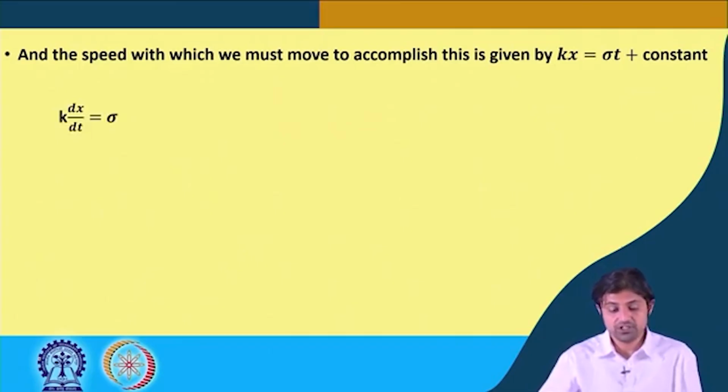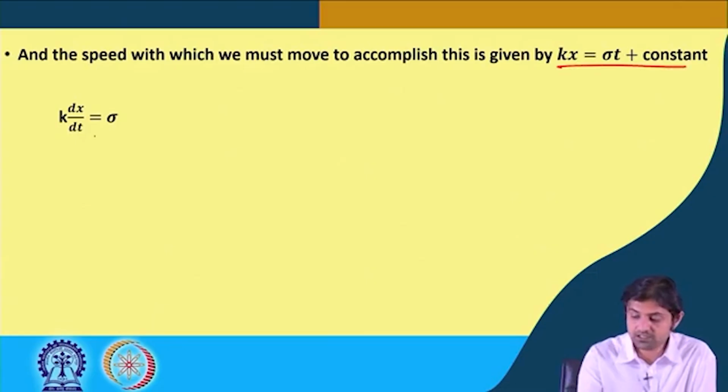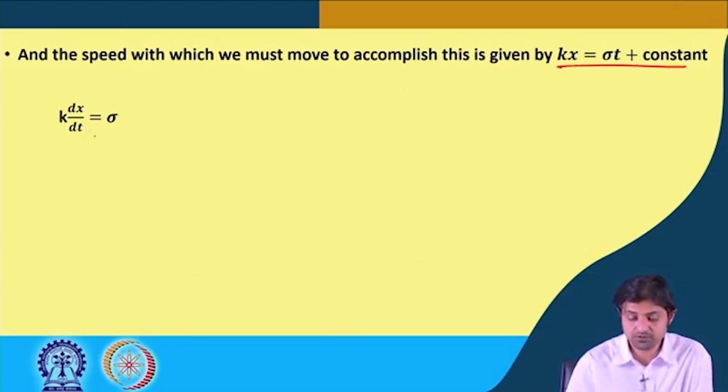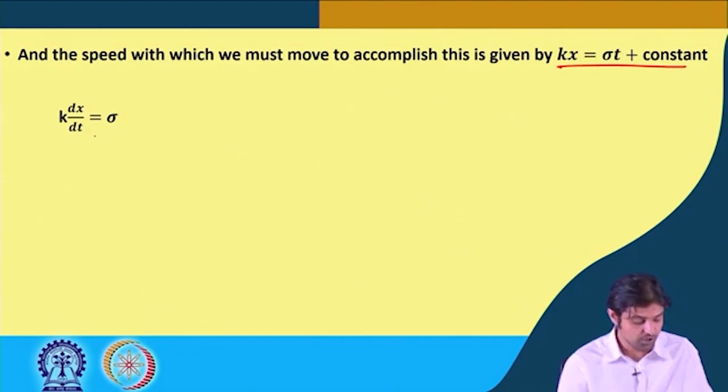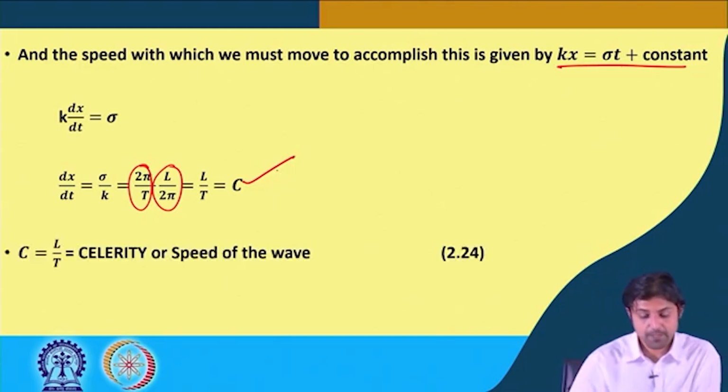And on differentiating with respect to time, we get k dx/dt is equal to sigma, or dx/dt can be written as sigma by k. Sigma was nothing but 2 pi by T and k was nothing but 2 pi by L. So it becomes L by T, and that is c, the wave celerity.